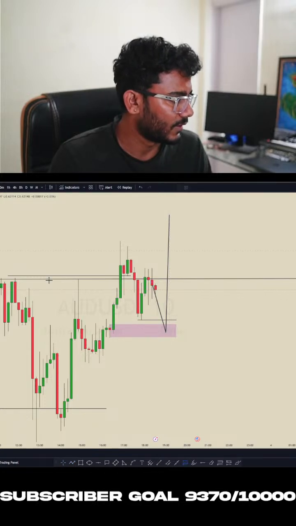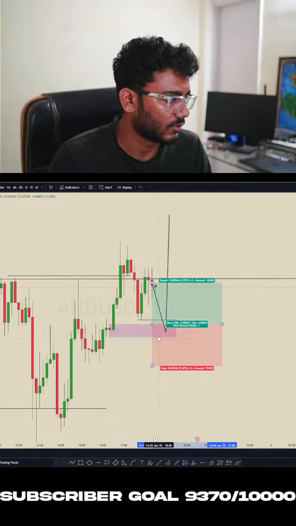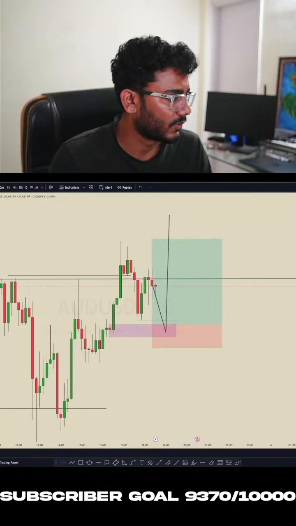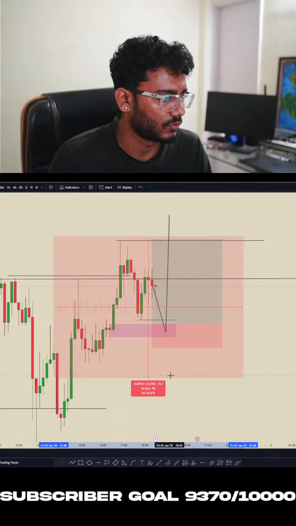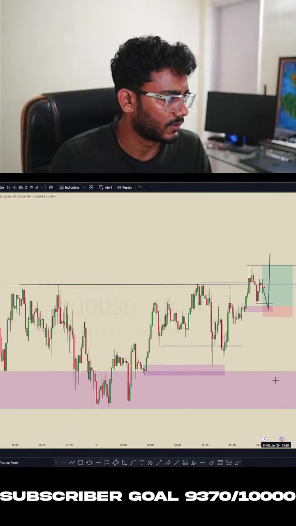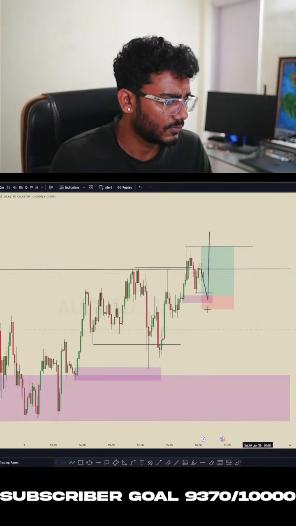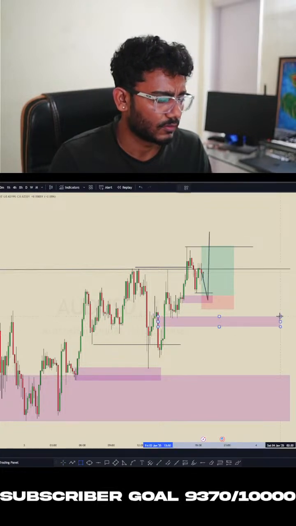So we can look for buy side entries at this order block, this order block, and we can put our stop loss below this, and take profit will be the next high. So that's it. This one and this one. So there are two FVG.